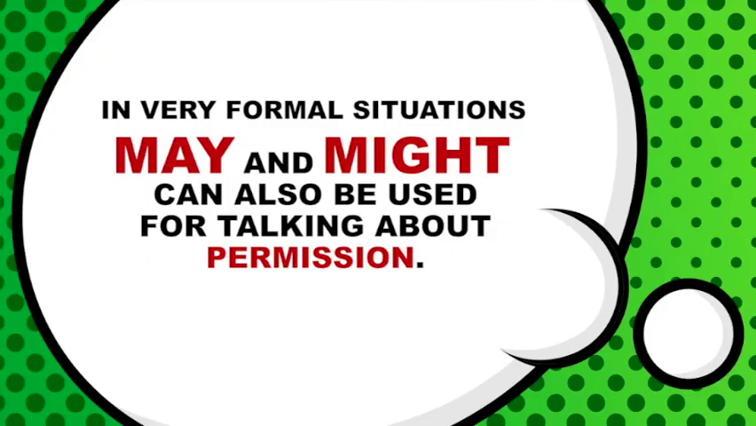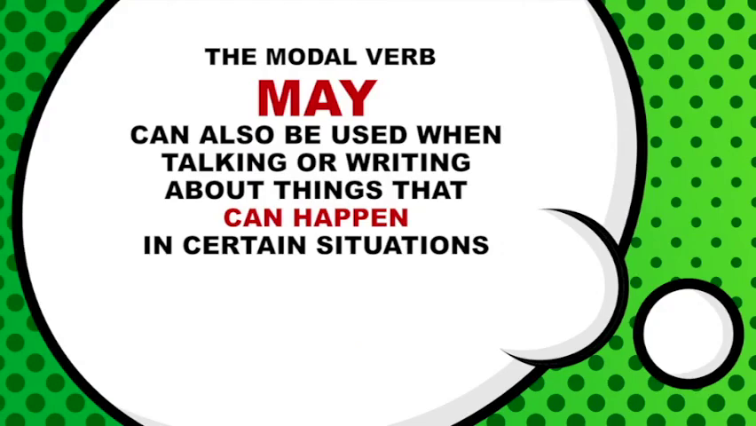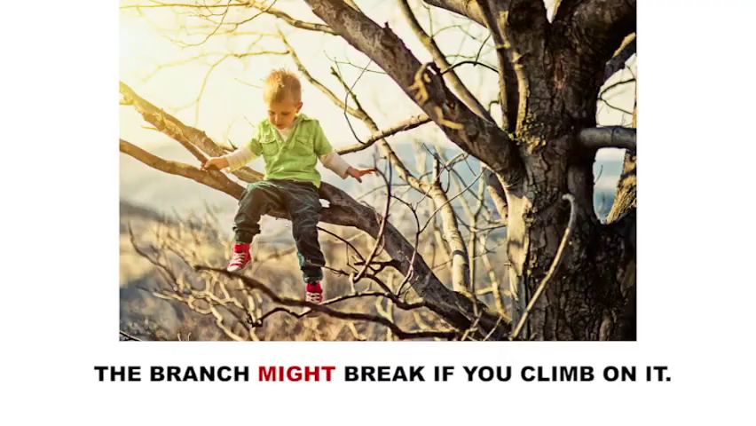In very formal situations, the words may and might can also be used for talking about permission. This question is an example. May I sit here? The modal verb may can also be used when talking or writing about things that can happen in certain situations, or things that can happen if something else happens. This sentence is an example. The branch might break if you climb on it.